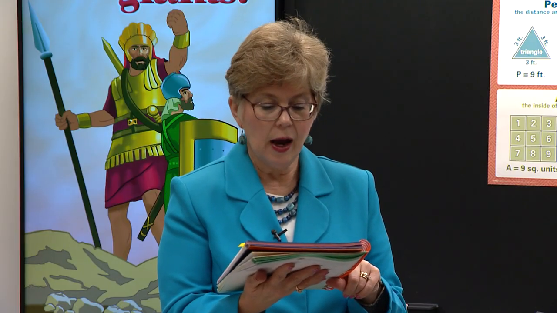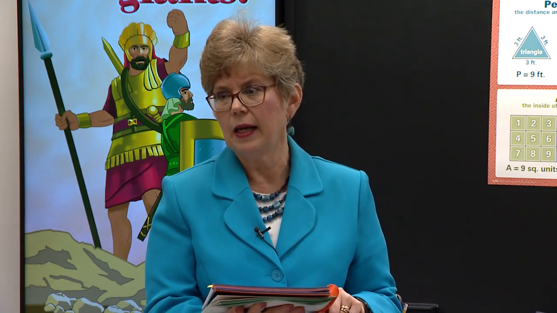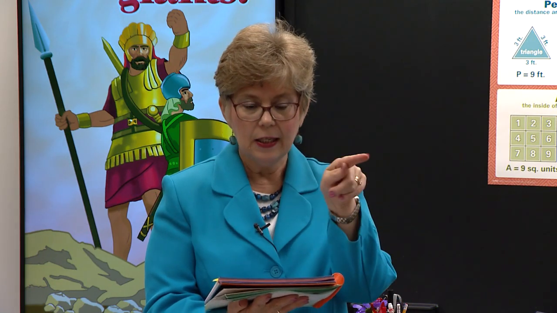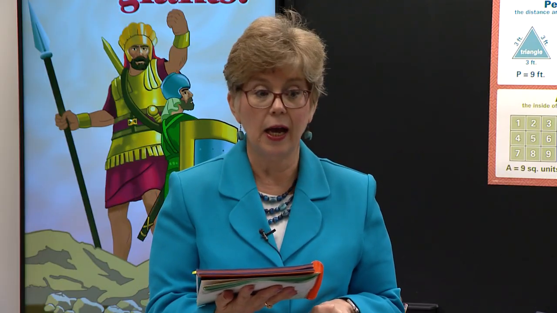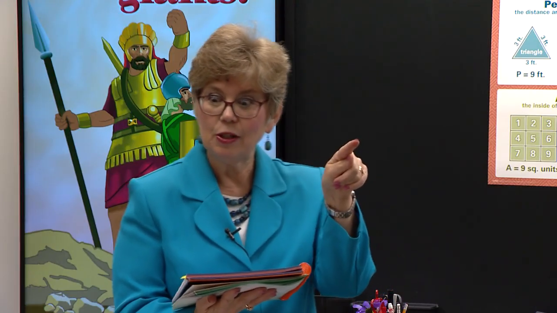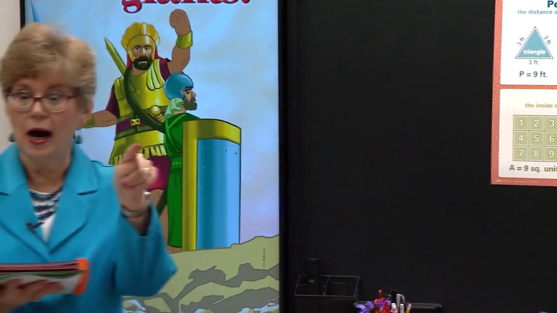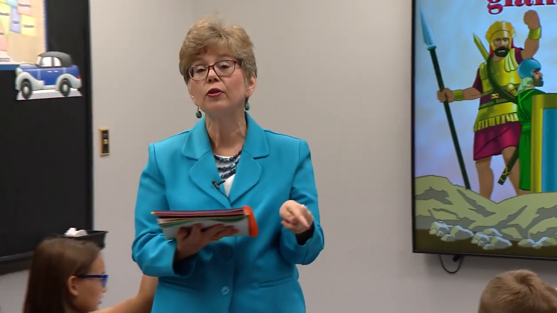Read the paragraph, circle each common noun. What are you going to do to a common noun? Circle it. And box each proper noun. What will you do to a proper noun? Box it. What's the difference between a circle and a box? A box has corners. Good. So make sure it's clear.